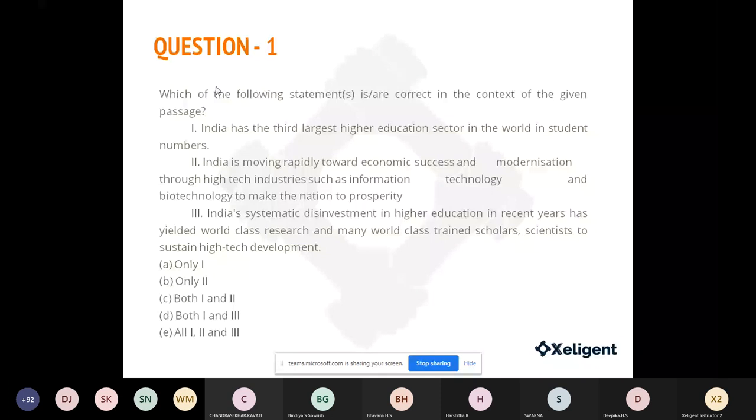Okay, that is option A. In the sense, it's option A, right? So your options are here. These are your options. According to the passage, only one is correct. Okay, let's understand this from the passage itself. I'm going back to the passage.